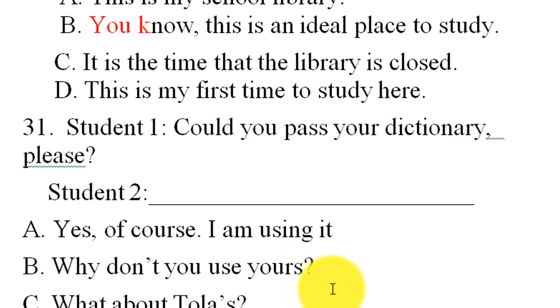Student 1 and student 2: Could you pass your dictionary, please? What kind of question is this? As this is asking permission, what will be the response? Either accepting or refusing for someone asking permission.